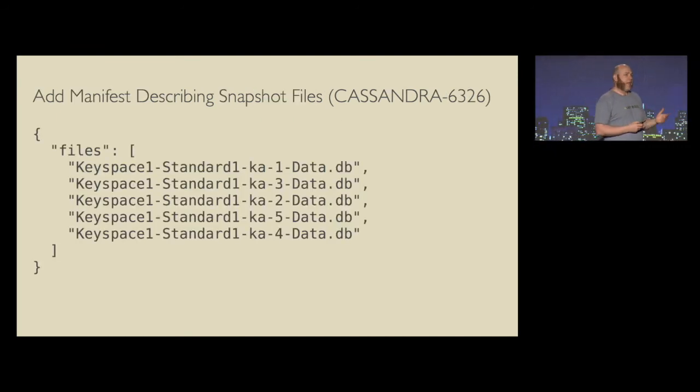This one might be handy if you use snapshots as part of a backup system. We now create a little JSON file, and it lists all the files that are part of the snapshot, all the SSTables that are part of the snapshot, and make your life a little bit easier, perhaps.